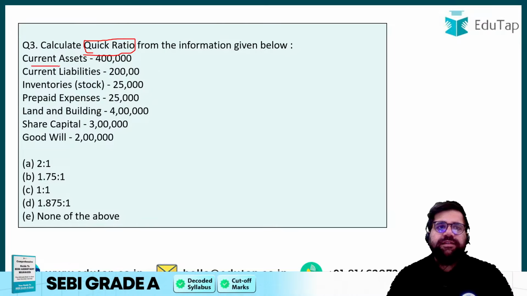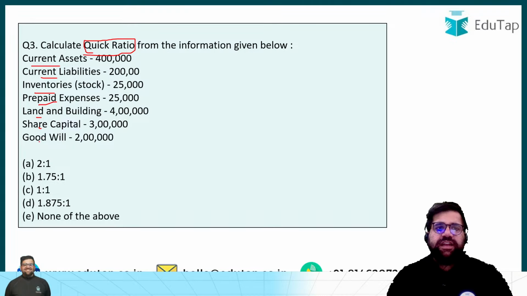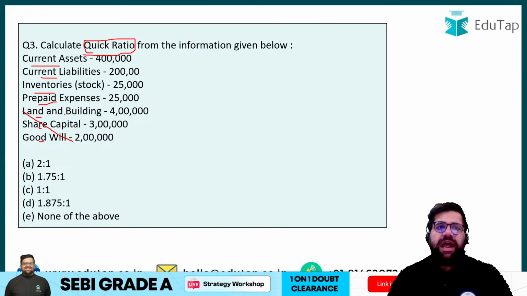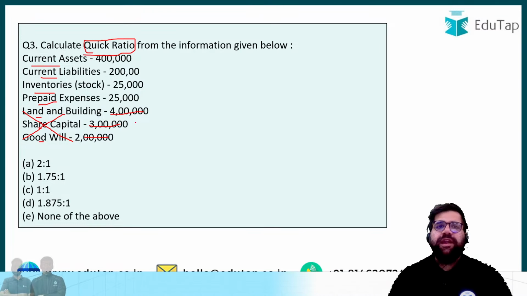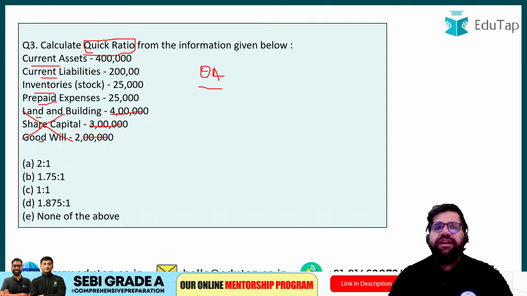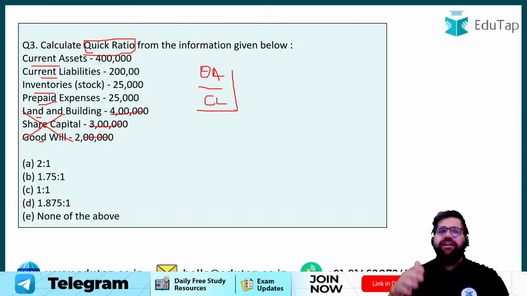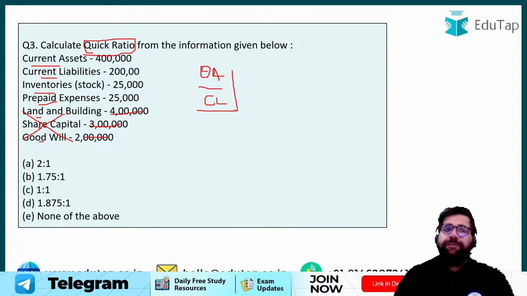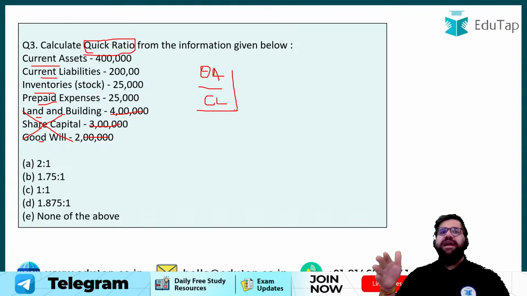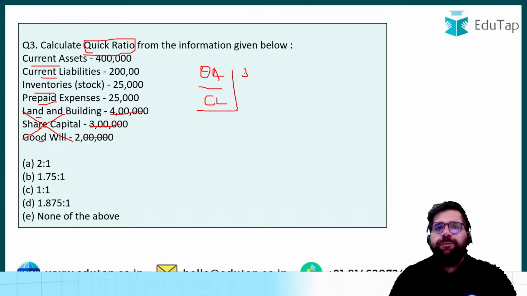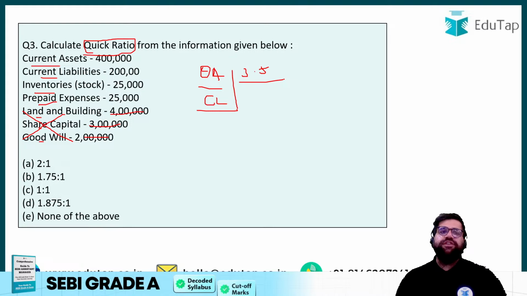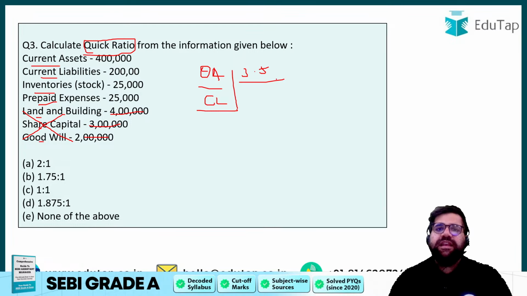They have given you current assets, current liabilities, inventories, prepaid expenses, land, building, share capital and goodwill. You can directly eliminate land, building, share capital and goodwill because these will never help you in your quick ratio. You only need quick assets divided by your current liabilities. So your quick assets will be current assets, which in this case is 4 lakh, minus 25,000 of inventories, minus 25,000 of prepaid expenses. So your quick assets will be 4 lakh minus 50,000, which will be 3.5 lakhs, or 3 lakh 50,000. And your current liabilities is directly given as 2 lakhs.